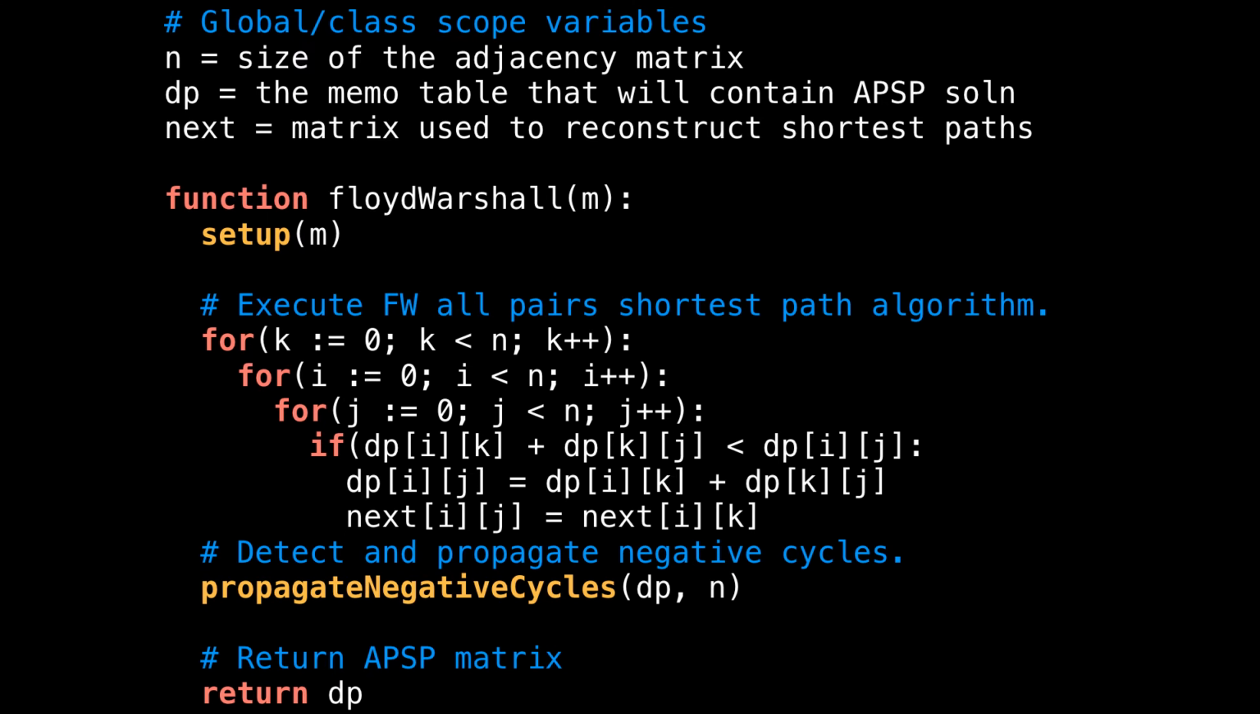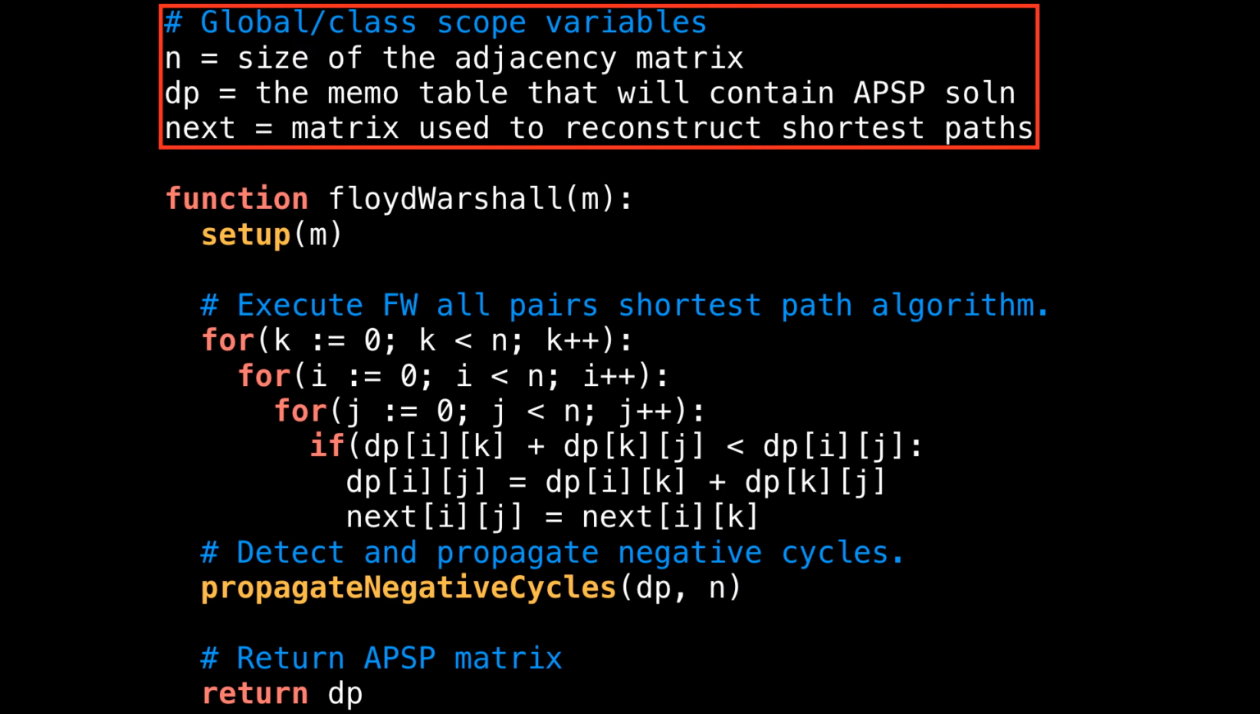Okay, that's all the theory we need for now. Let's get our hands dirty and look at some pseudocode. Below is the function that actually solves the Floyd Warshall algorithm, or rather executes the Floyd Warshall algorithm. But before we get into that, let's look at some of the variables I have defined in the global or class scope, which I will be using throughout these functions.